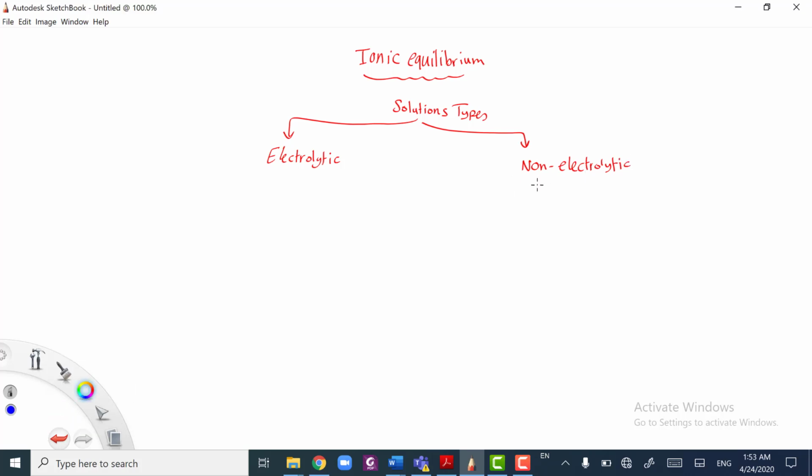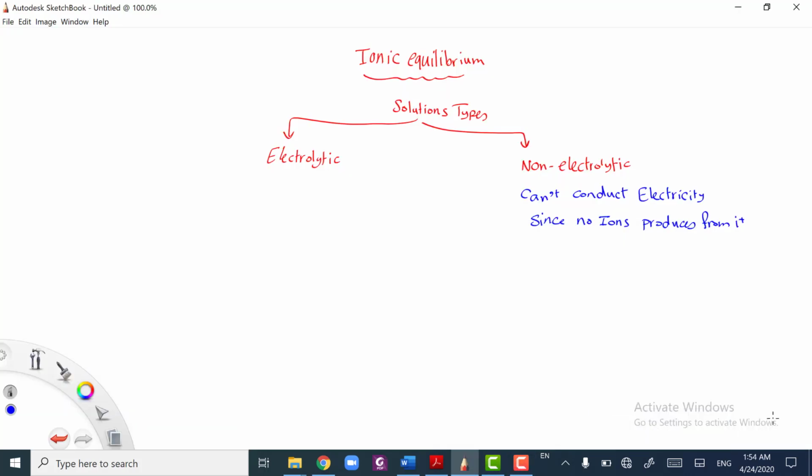Non-electrolytic solutions can't conduct electricity, since no ions are produced from them. Okay, that's for the moment. And when we talk about the electrolytic solutions, we have two types of electrolytic solution.